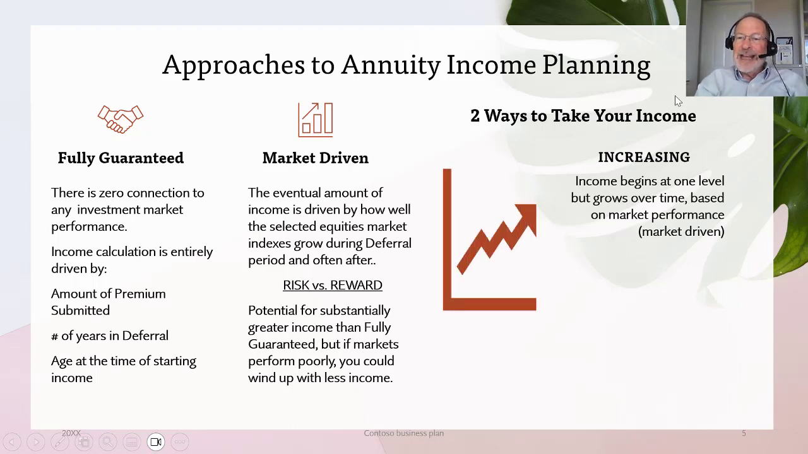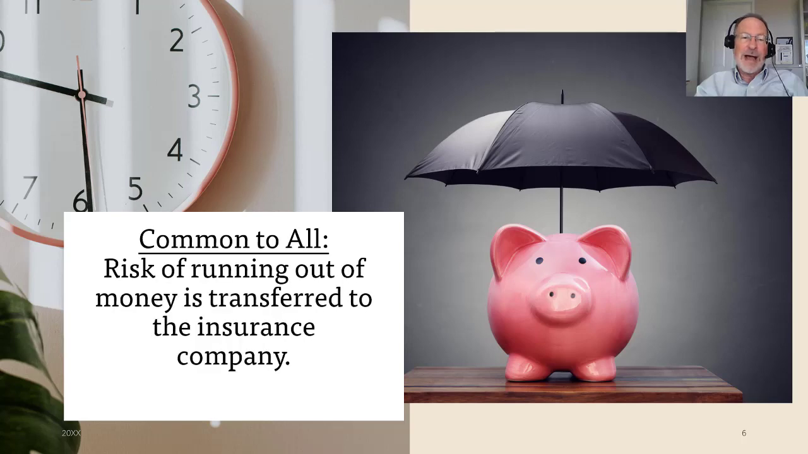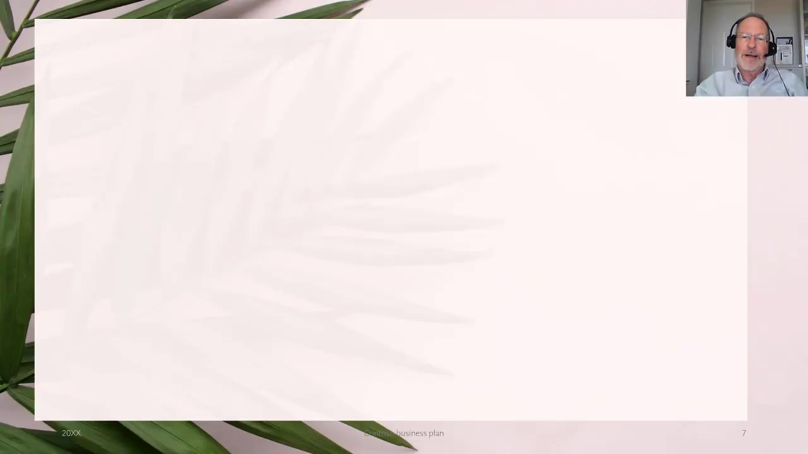So your income is going to begin at one level, but it's going to grow over time based on the market performance. The other way to do it is just to take it level. Income will begin at a higher initial level. It's going to start higher, but it's never going to increase. So those are going to be the ways that you could take your income out. But what's common to all of them is that the risk of running out of money is going to be transferred to the insurance company.